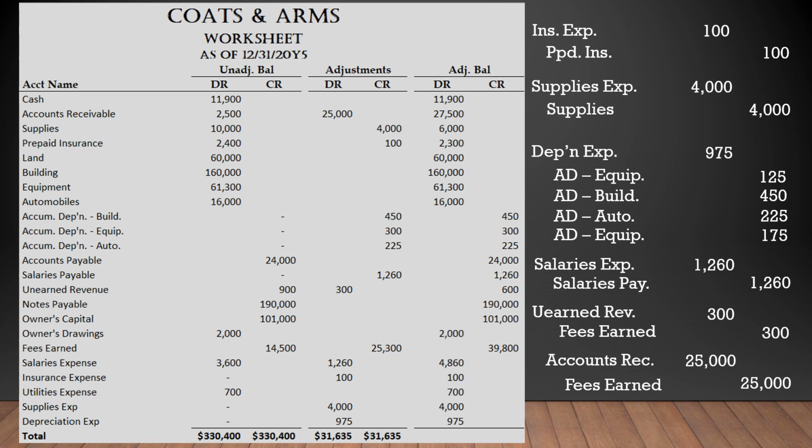Of course, since our unadjusted balance had equal debits and credits, and our adjusting entries have equal debits and credits, our adjusted balances will also have equal debits and credits. Once we have our adjusted balances, these are the balances we will use to build our financial statements, just as I showed you 2 videos ago.